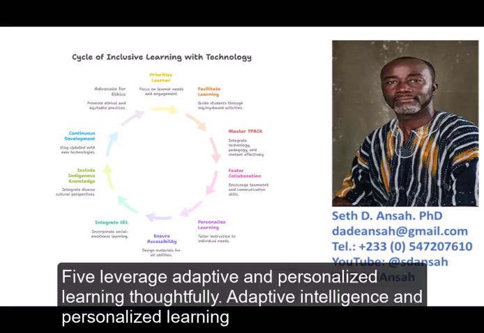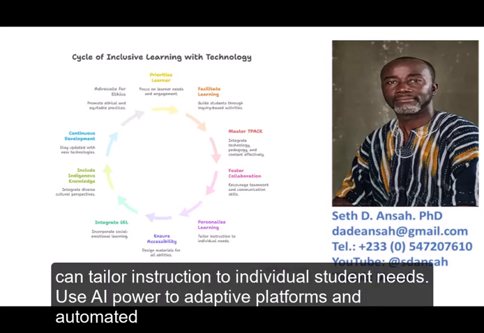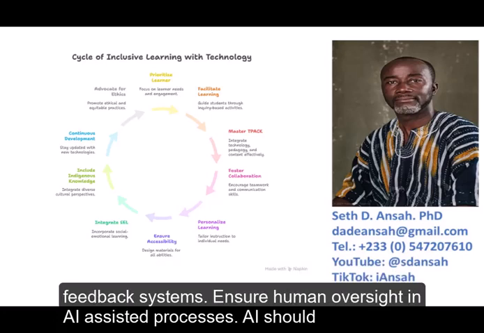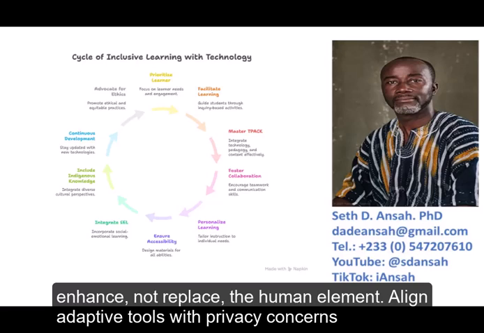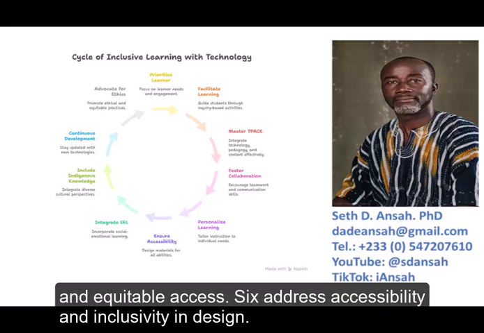5. Leverage adaptive and personalized learning thoughtfully. Adaptive intelligence and personalized learning can tailor instruction to individual student needs. Use AI-powered adaptive platforms and automated feedback systems. Ensure human oversight in AI-assisted processes. AI should enhance, not replace, the human element. Align adaptive tools with privacy concerns and equitable access.